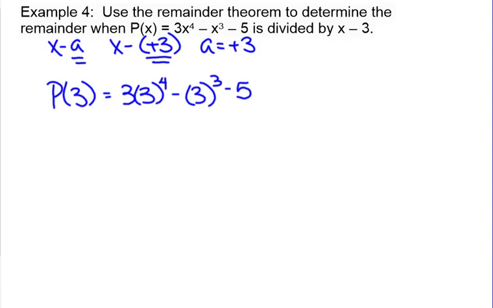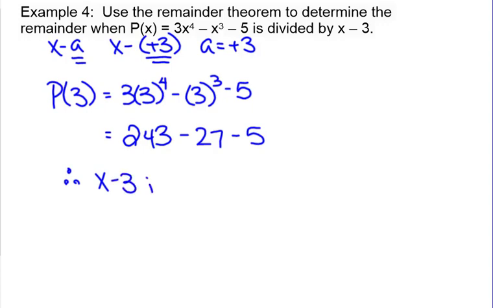Well, that gives us 3 to the power of 4 is a large number times 3 is 243. Did that in my head. 3 cubed is 27. Subtract 5. Well, if we look at this, we don't even need to finish that problem. We can say for sure that that's not going to equal 0. So therefore, x subtract 3 is not a factor.